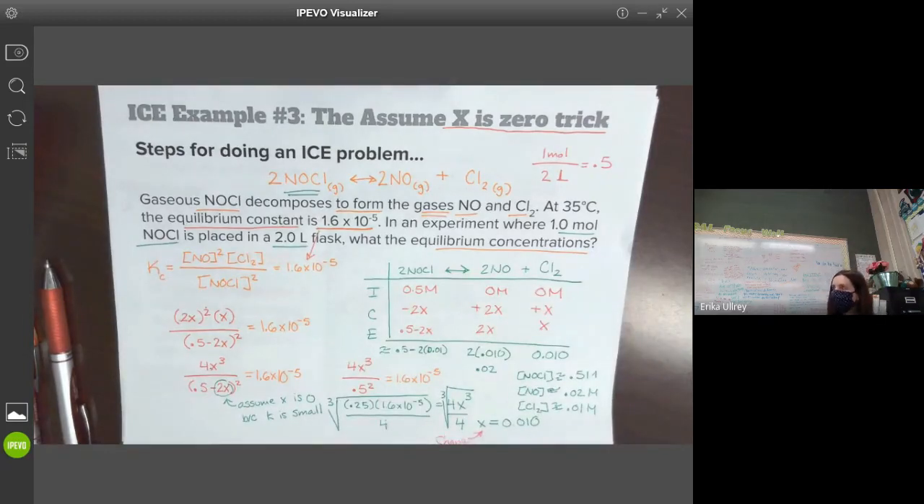Okay, it's a lot of work for one problem, right? It took a long time because I'm talking through it, right? I'm giving you an explanation. I'm waiting for you guys to give me stuff. If you're just cruising along on your own, it's not so bad. But that's the assume x is 0 trick. So Ami, does that explain the question that you asked?